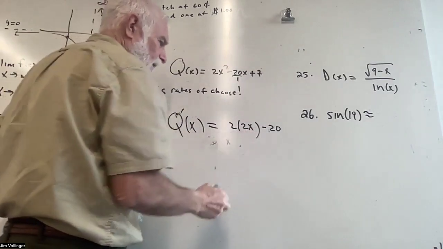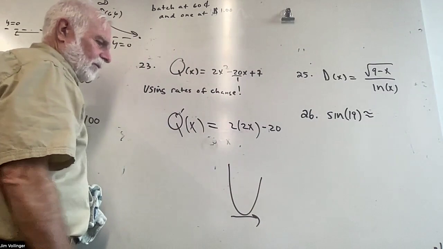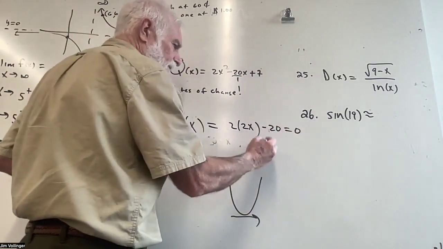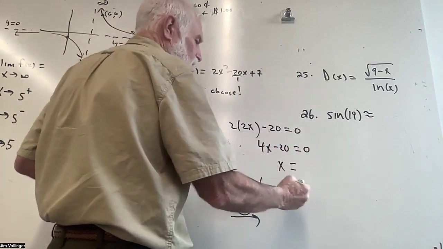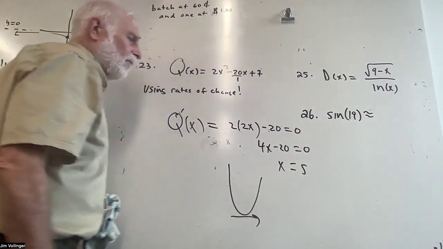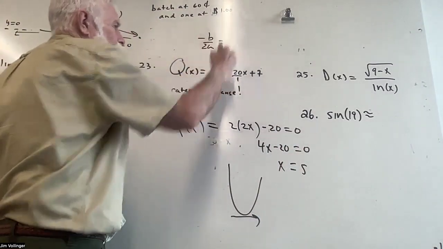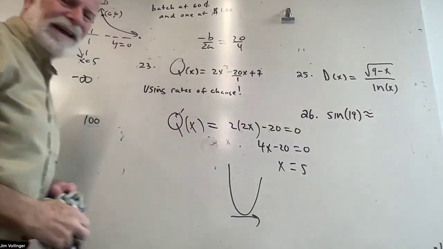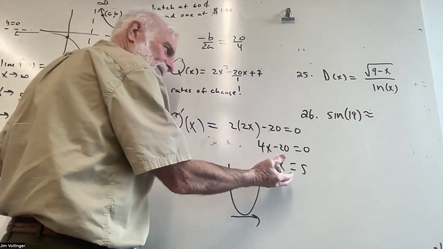That's constant. And we know that in a quadratic, the vertex has a slope of 0 right there, has a tangent. So when does this equal 0? When does 4x minus 20 equal 0? When x equals 5. Now, how have we been getting 5 from this? Minus b over 2a. Positive 20 over 4. There's the 5. Our old-fashioned way. This is another way of looking at it from a different perspective.